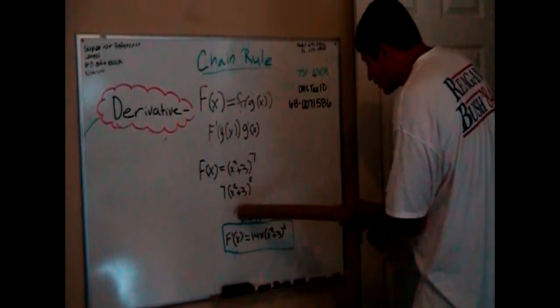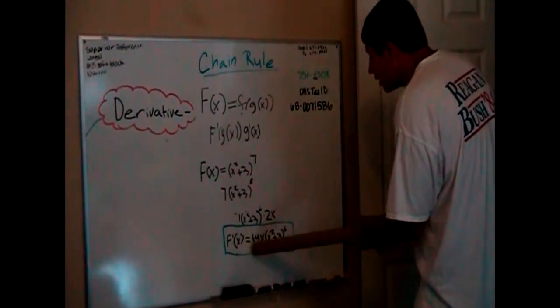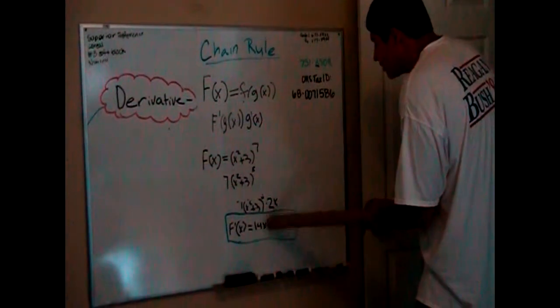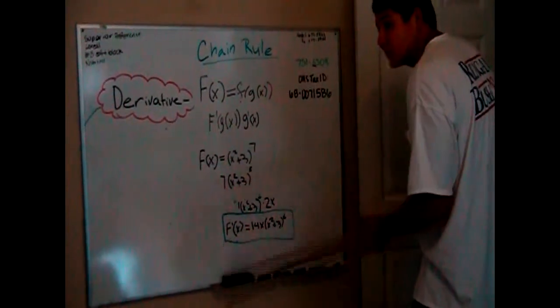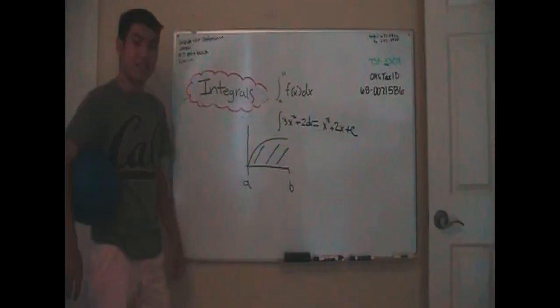So that's our function right here. So let's multiply it out, and we are given 14x times (x squared plus 3) to the 6th. And that, my friends, is the chain rule.